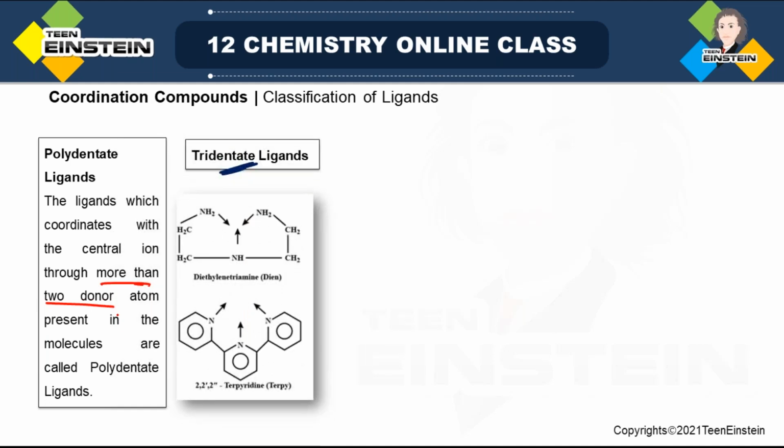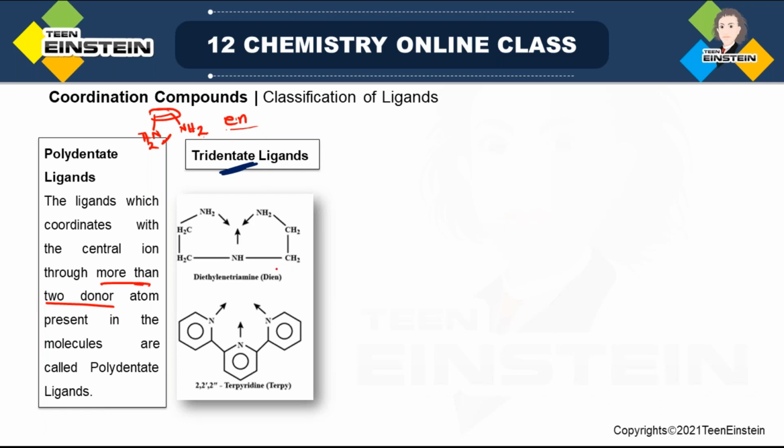Tridentate ligands. From the name, it is clear that here the denticity is 3. We have two examples under this category. Diethylene triamine. Now ethylene diamine, what is its structure? We have seen it under the category of bidentate: NH2, CH2, CH2, NH2. This molecule is known as ethylene diamine, in short EN. Ethylene because of these two carbons, and diamine because two NH2 groups are present.